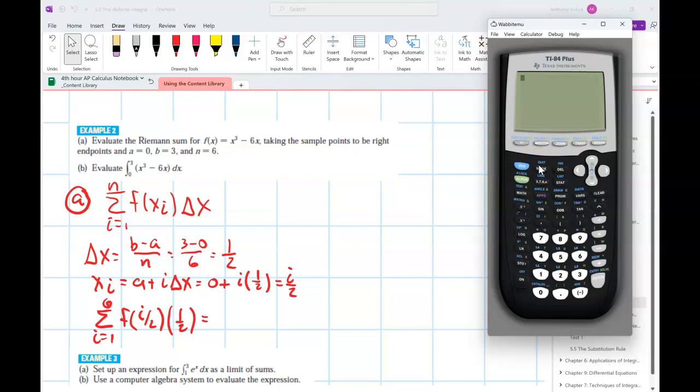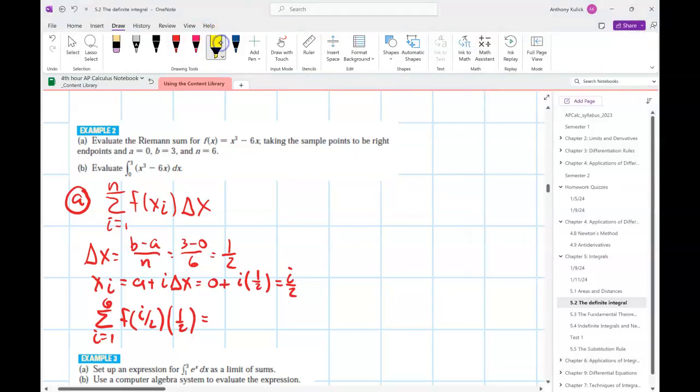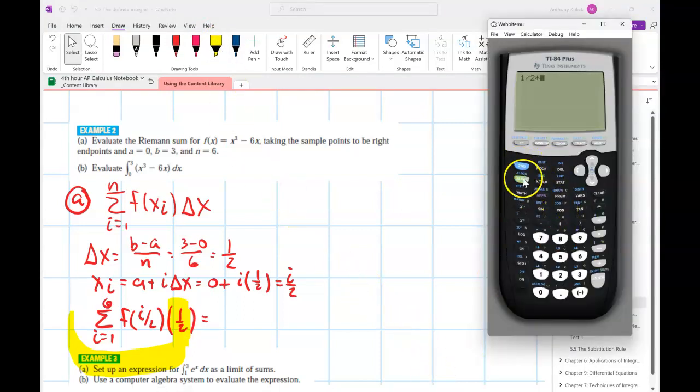All right. So what I'm going to do is I'm going to do the 1/2. That's my delta x. So this part can just come out to the front, which is what I'm going to do. And now I'm going to do this sum. So I'm going to press the math button, and I'm going to scroll down until I see the summation command. There it is, option 0. And I'll press enter. And that gives me the summation symbol on my calculator.